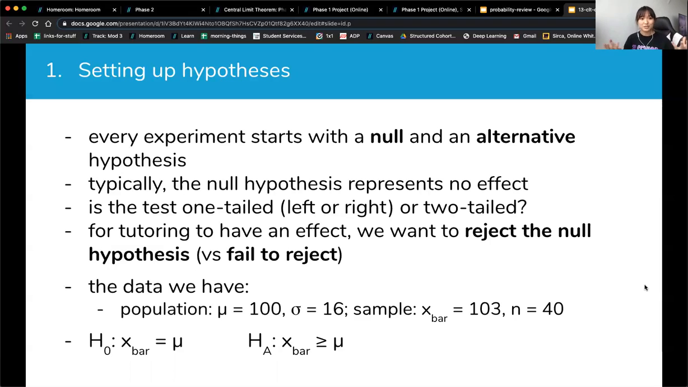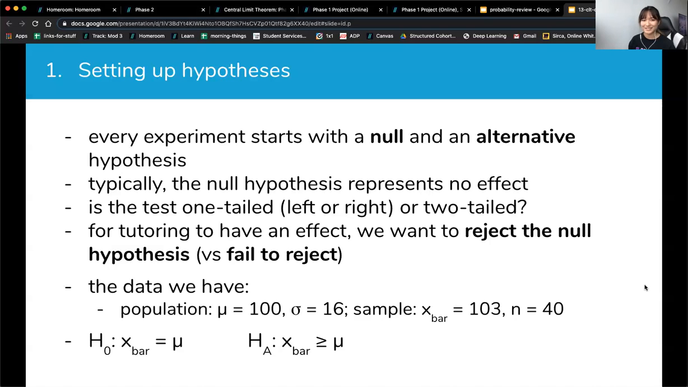So these are just two scenarios. We'll either at the end fail to reject the null hypothesis, which is saying that the null hypothesis still holds true, that there is no effect, tutoring has no effect on IQ, or we'll end up rejecting the null hypothesis and say that tutoring does have an effect, that X bar is statistically significantly greater than the population IQ of 100.